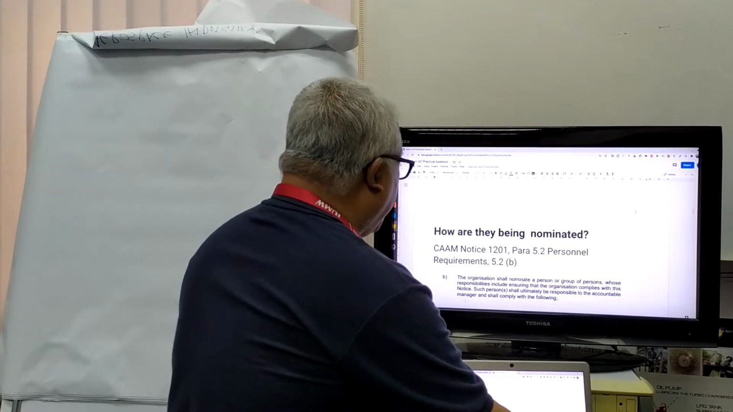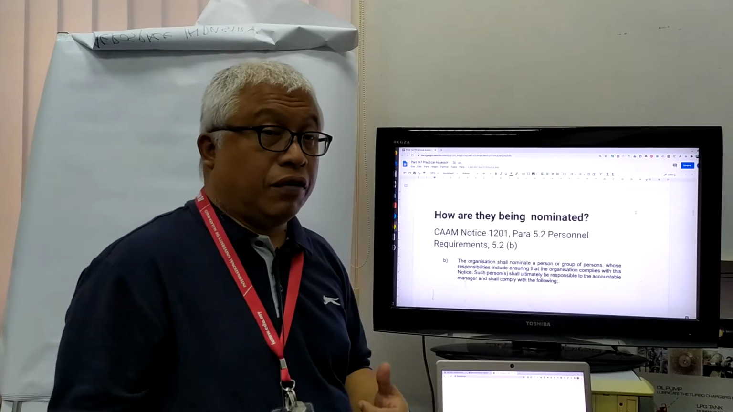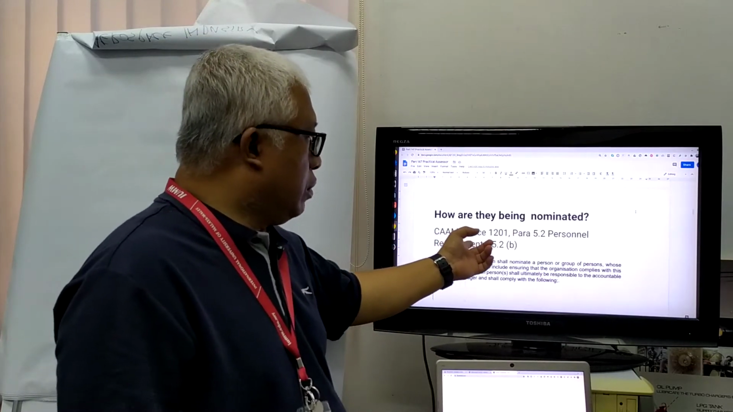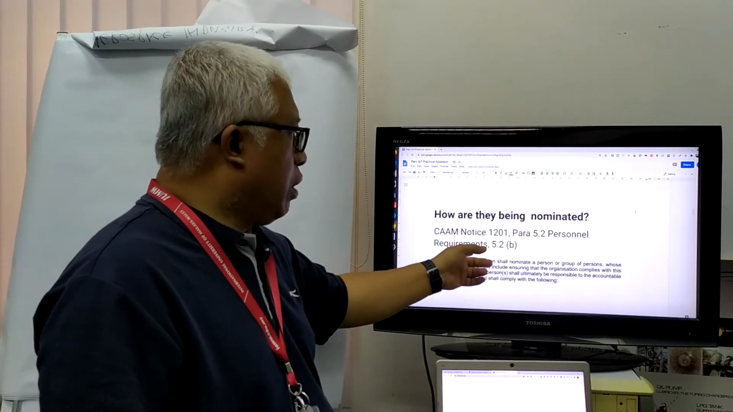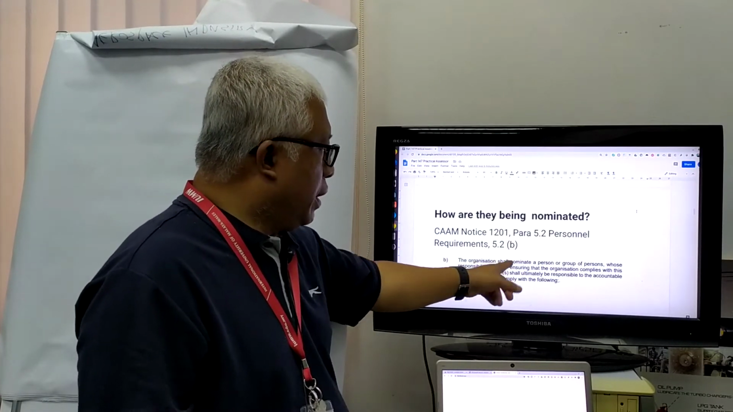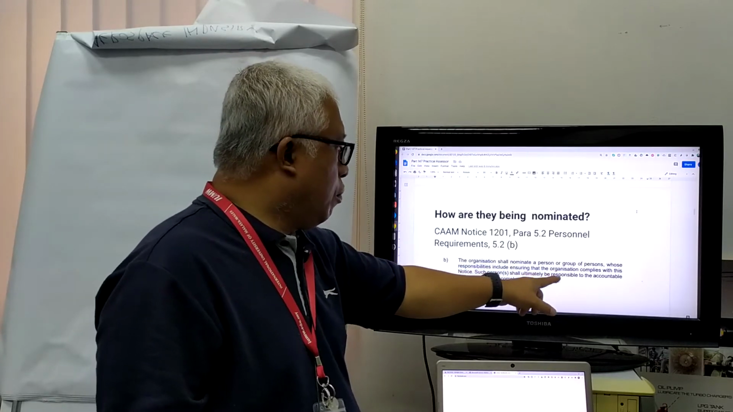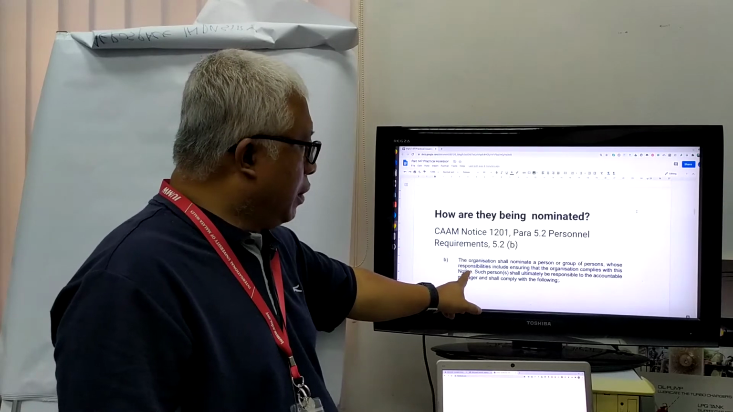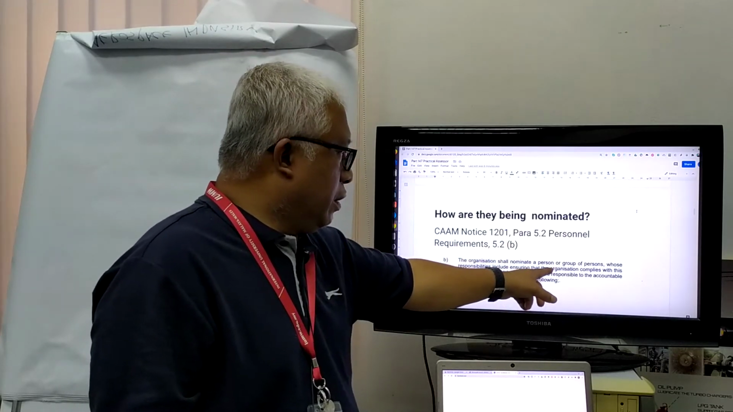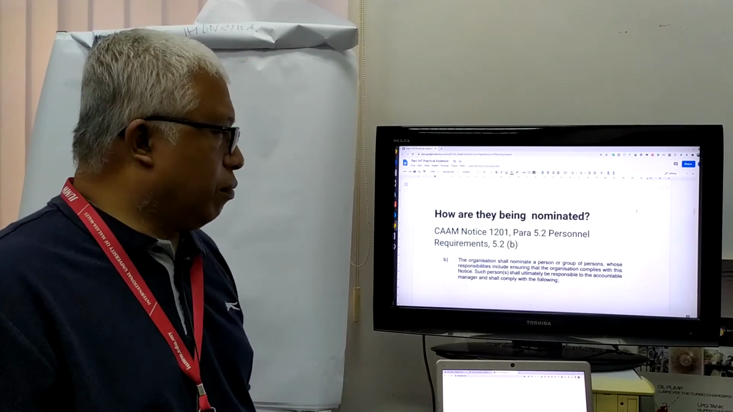Next will be, how are they being nominated? Where is the power for the organization, or the legal provision for the organization, the ATO, to appoint them as a practical assessor? It is in the CAM Notice 1201, Para 5.2, Personnel Requirements. Para 5.2b says that the organization shall nominate a person or group of persons whose responsibility includes ensuring that the organization complies with the notice. So assessment is one of the requirements in the ATO. So they employ or nominate this practical assessor for the organization to comply with the notice. Such person shall ultimately be responsible to the accountable manager and shall comply with the following.